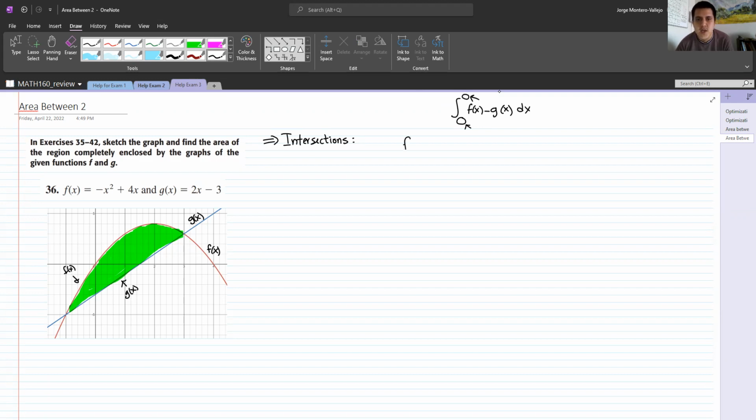So for the intersections, we just need to set the functions equal to each other. f of x is minus x squared plus 4x, and g of x is 2x minus 3, right? We need to solve for x here. Well, you should just put everything on one side. So 4x, and then this 2x comes with negative sign, and then this minus 3 comes with positive sign, and we are left with nothing on the right side. We can combine like terms now. 4x minus 2x, that is positive 2x, and then you have plus 3 equal to 0.